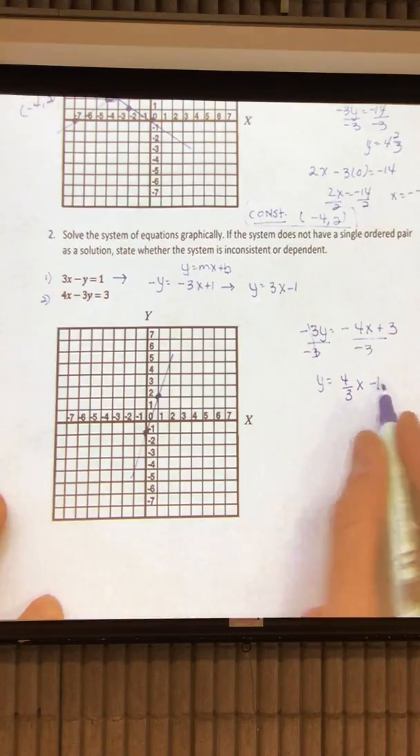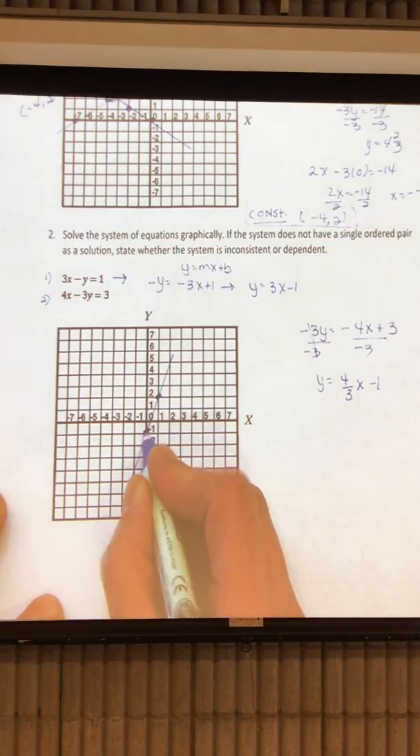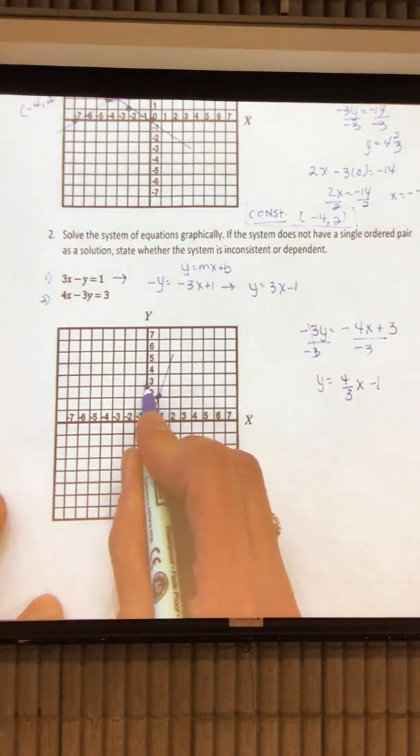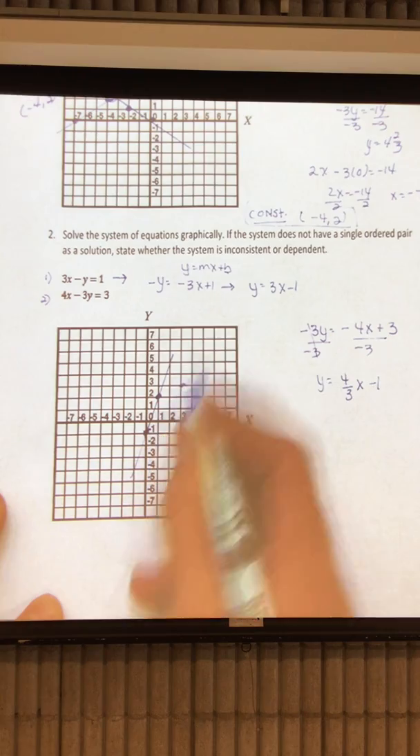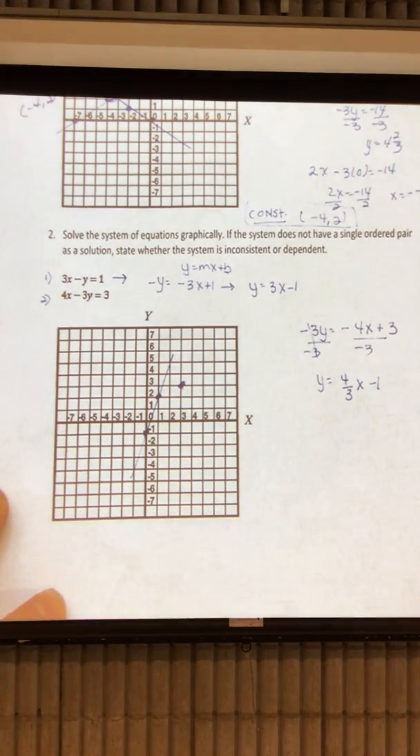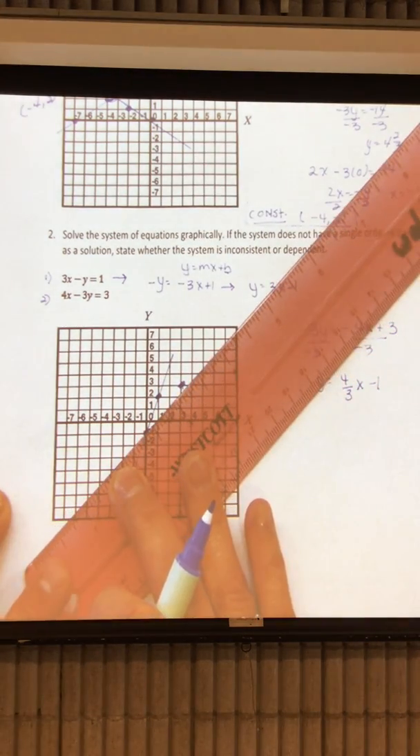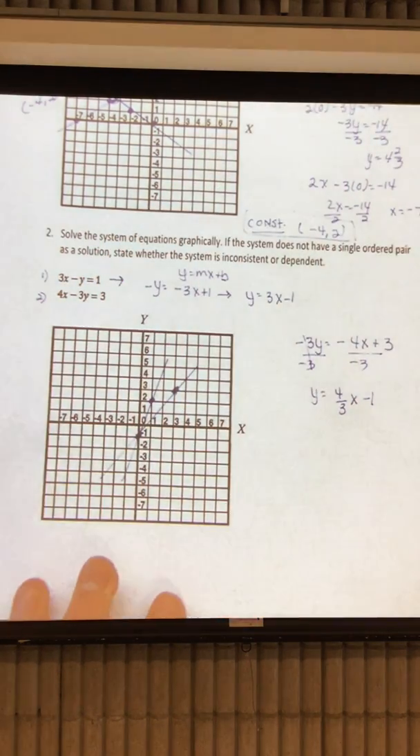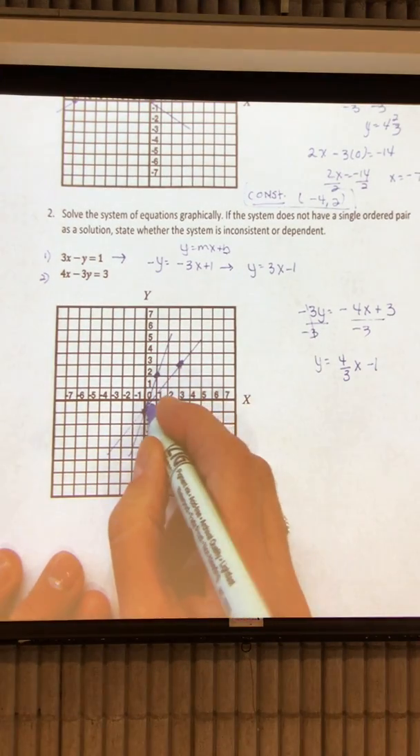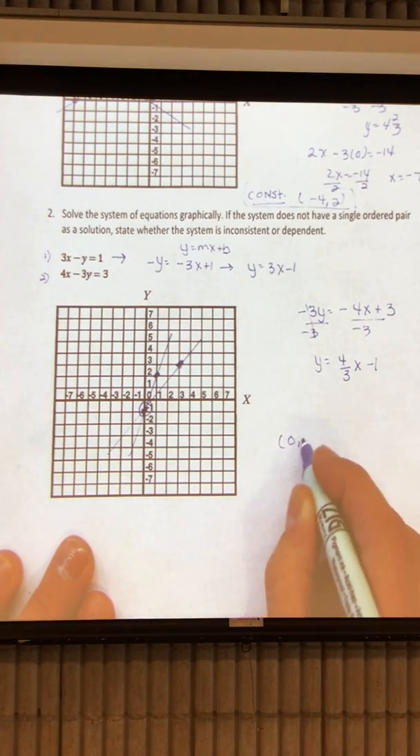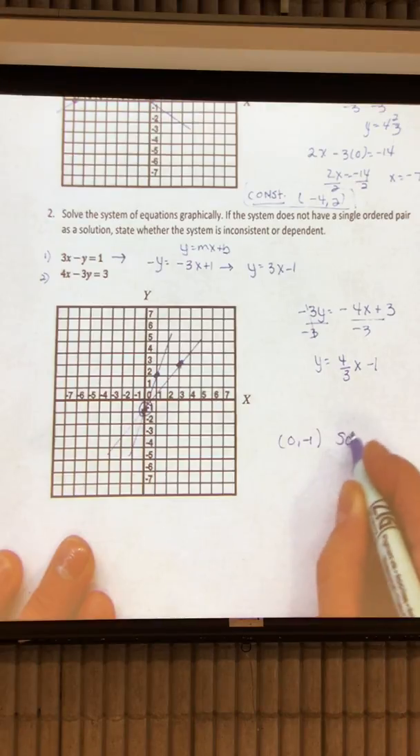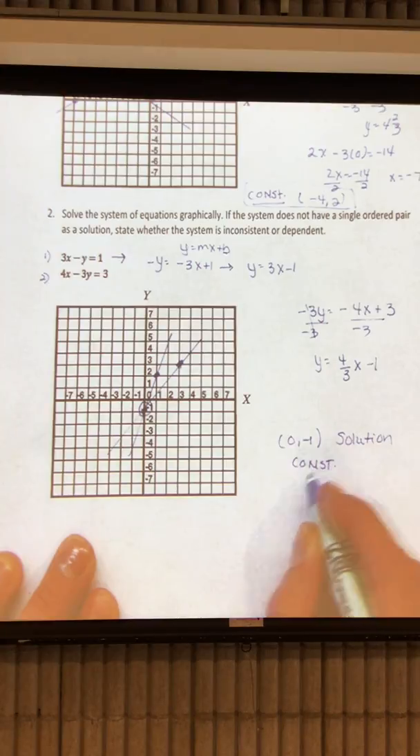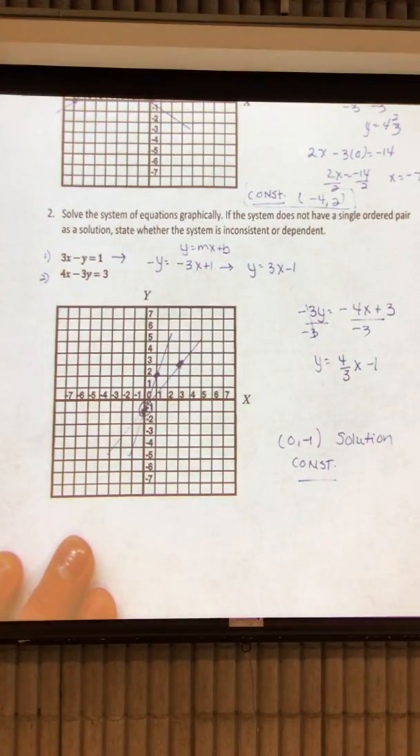So again, we start at our b. We start at negative 1. And then we rise 4, 1, 2, 3, 4, and run 3, 1, 2, 3. So this is our second line. And it seems like the solution is the y-intercept. So the y-intercept is (0, -1), and that is where they intersect. So (0, -1) is the solution. Therefore, the system is consistent.